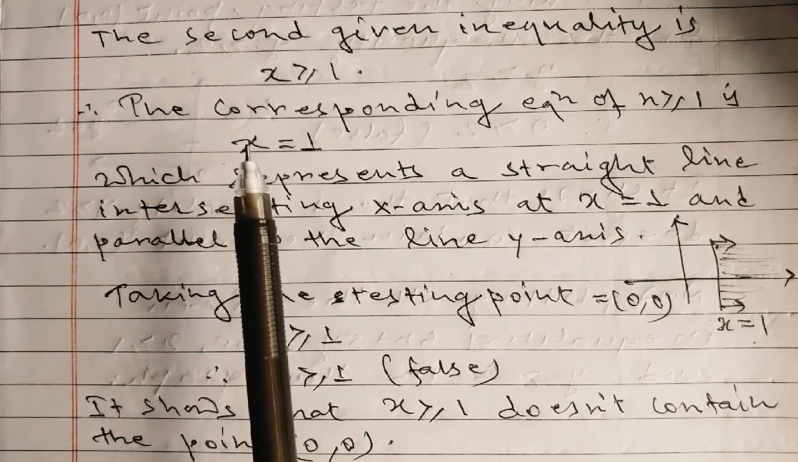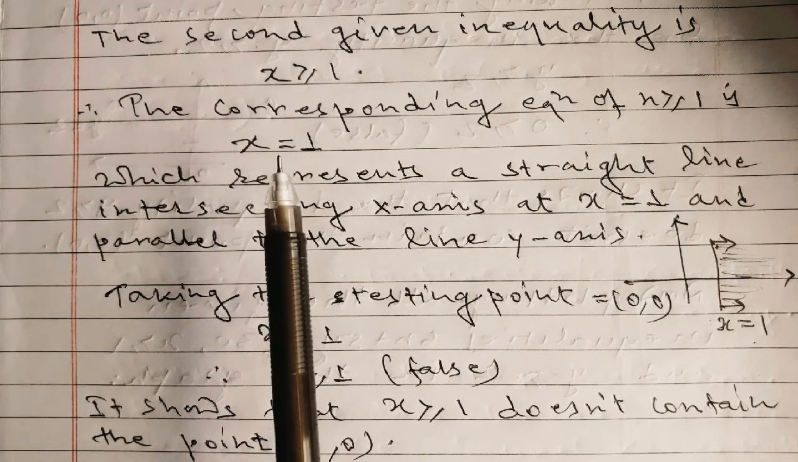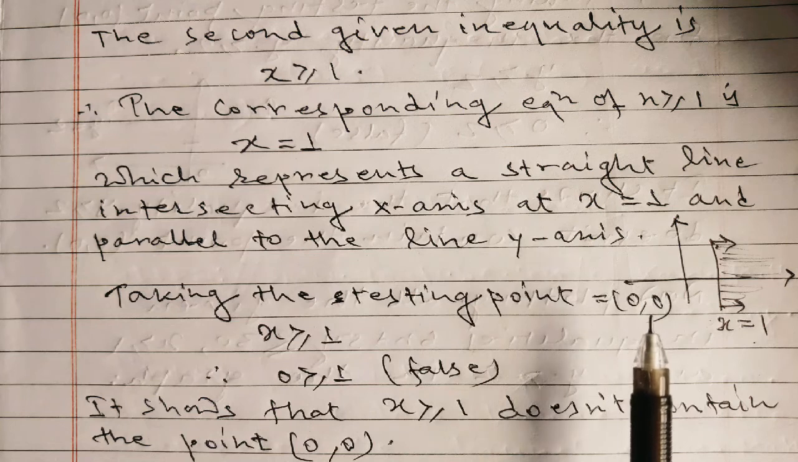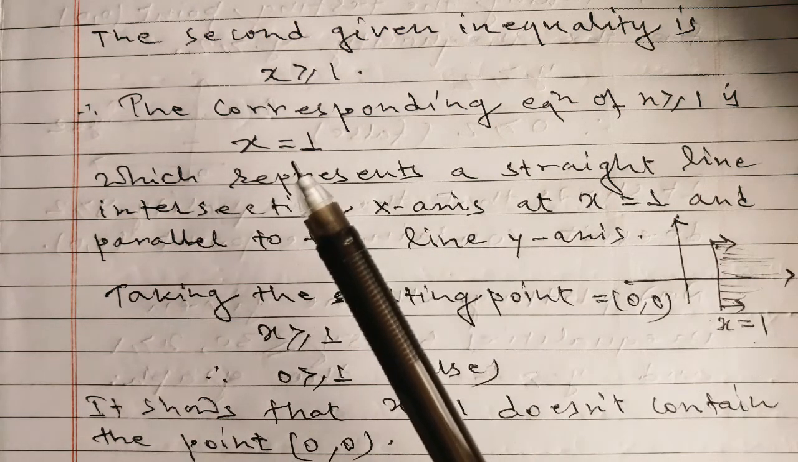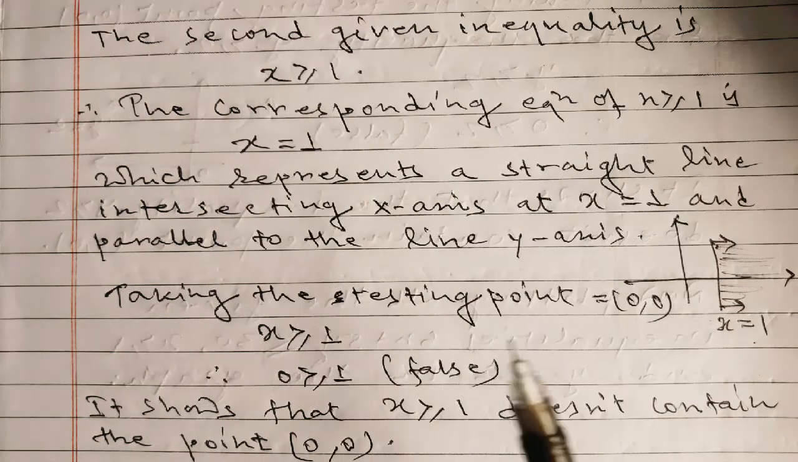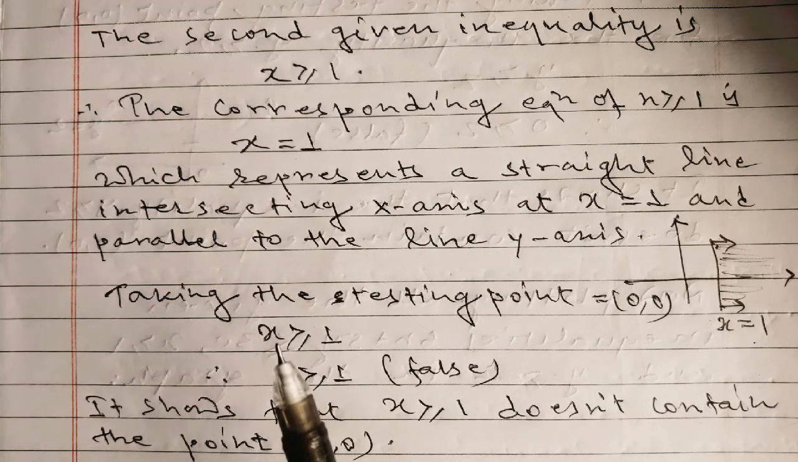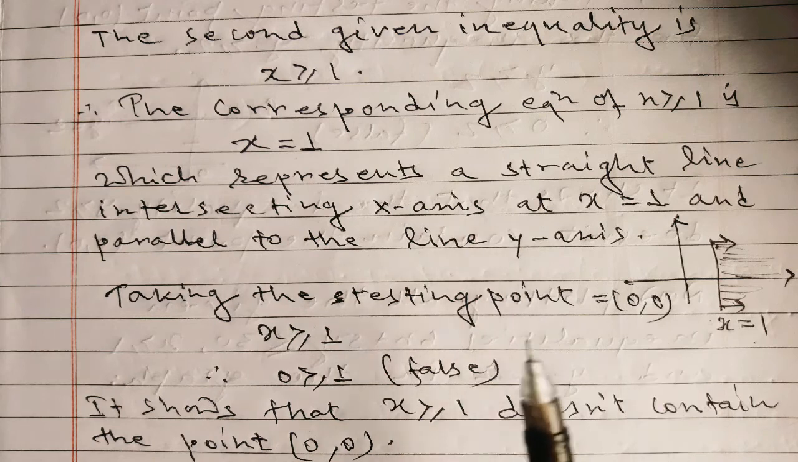When we put the value of x equal to 0, 0 is not equal to 1. That means 0 doesn't satisfy the corresponding equation, so we can take the testing point 0, 0. Now x greater than or equal to 1 is the second given inequality. Putting x value 0, we get 0 greater than or equal to 1. This is a false statement. That means the inequality x greater than or equal to 1 does not contain the point 0, 0, because 0, 0 does not satisfy the inequality x greater than or equal to 1.